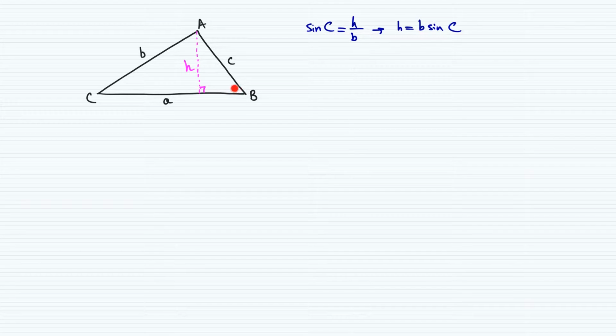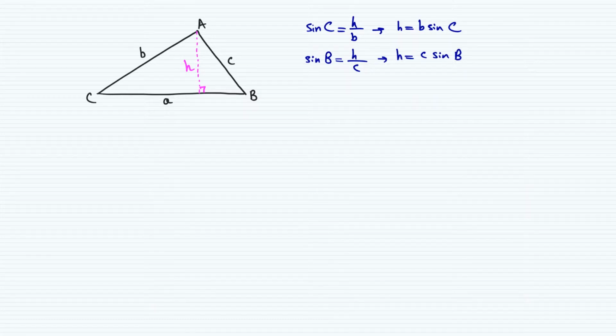And I'm going to take this triangle over here, and write the sine rule for this. So sine B is opposite, which is H, over the hypotenuse of this triangle, which is C. And that gives me H is equal to C sine B.